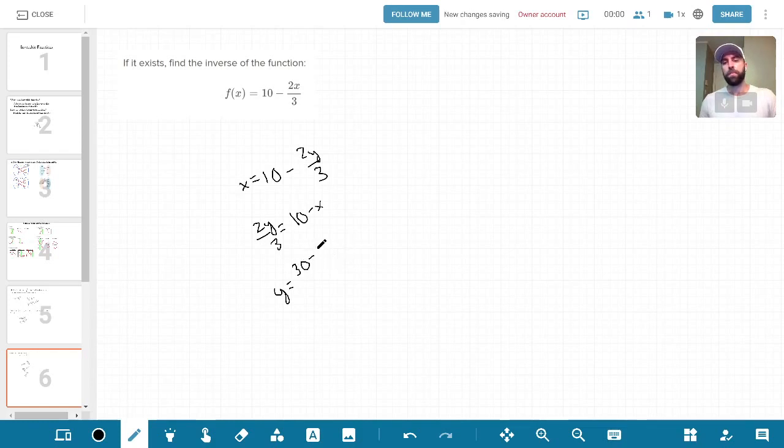(30 minus 3x) over 2, which, as we'd written before, would be equivalent to f negative 1 of x, which is the inverse.